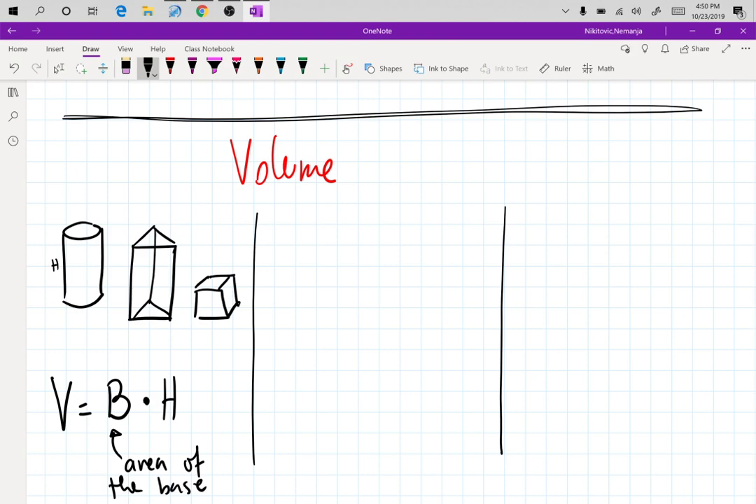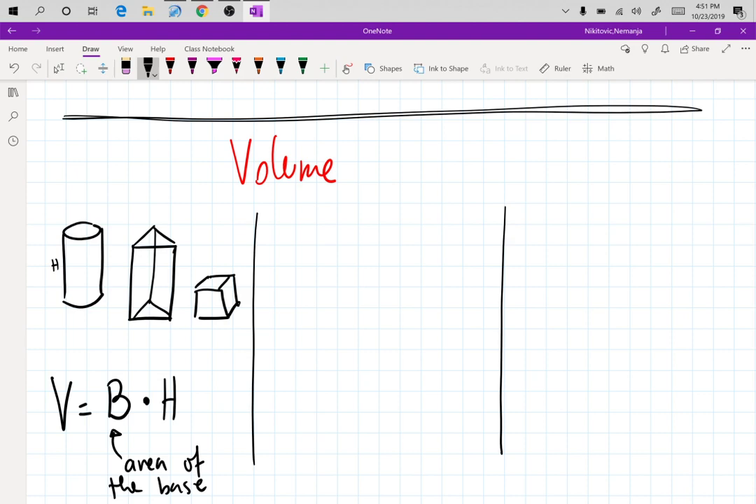So it shouldn't be hard for you to know any volume now. What's the volume of the cylinder? Well, you have a circle on the bottom. Circle has area of pi r squared, and just multiply by height. So all of the volumes for prism-like objects now become simple because they all take the same form.